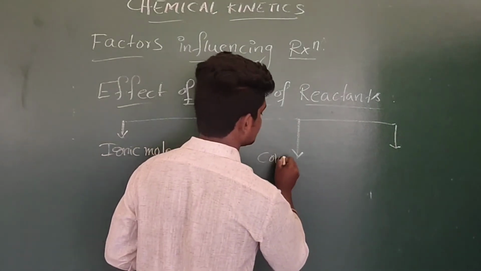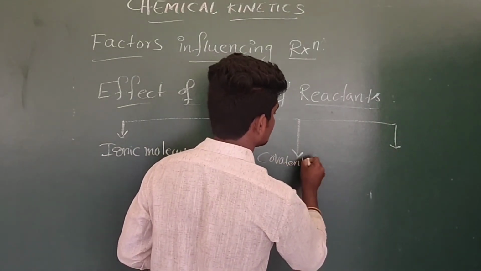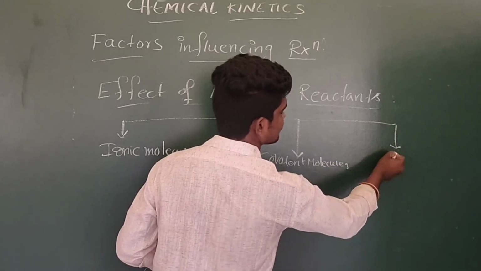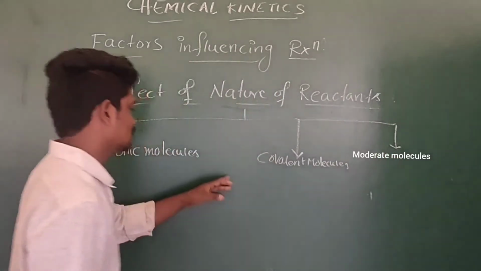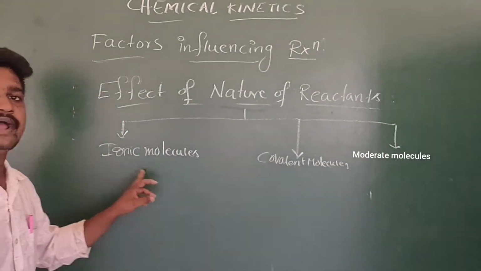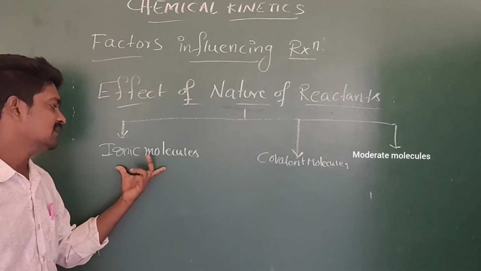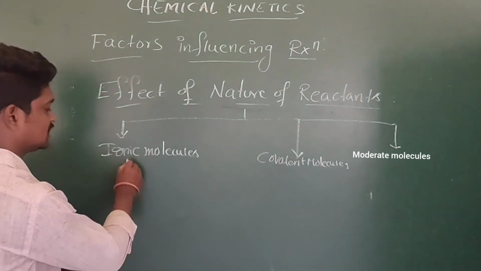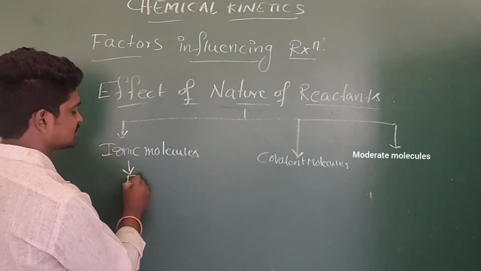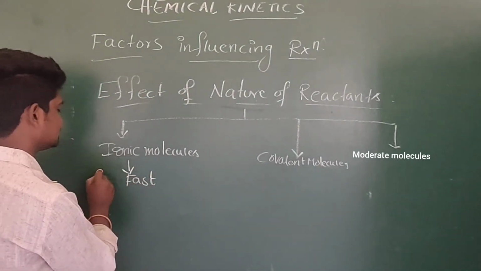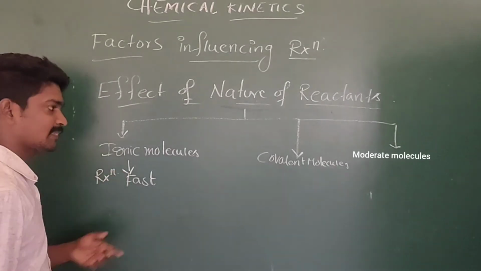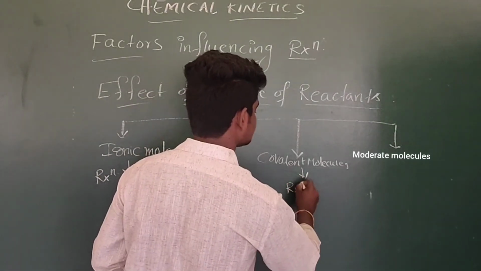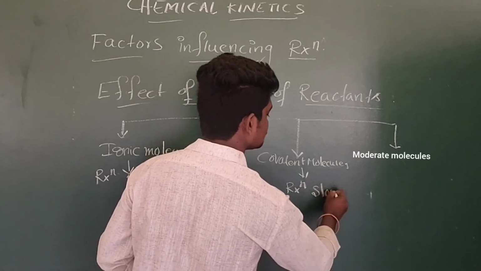So covalent molecules, this one we discuss later. Moderate molecules. Here, ionic molecules. In the ionic molecules, the rate of reaction is fast. In the covalent molecules, the rate of reaction is slow.